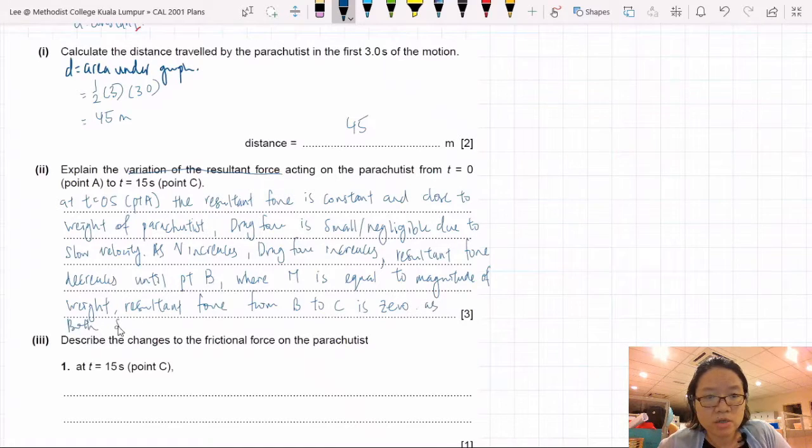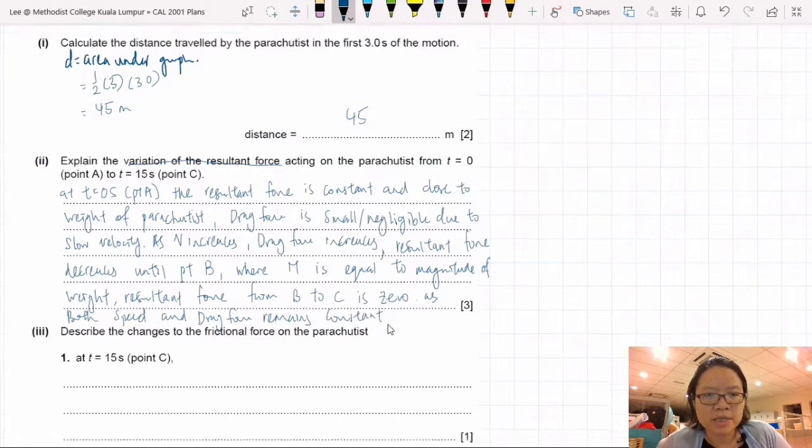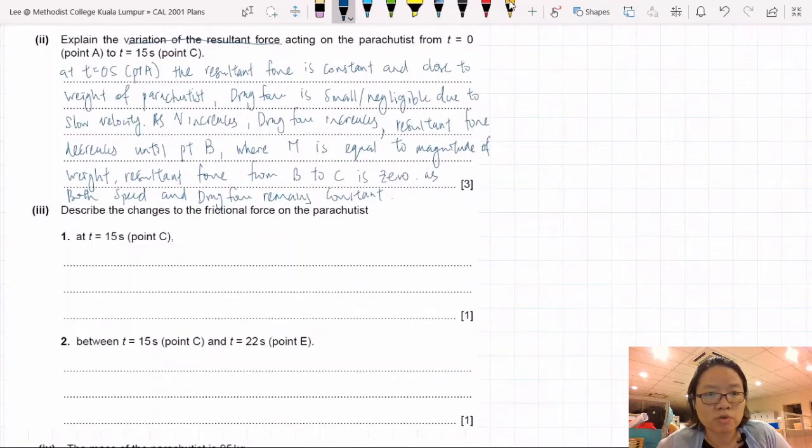So when drag force is equal to the magnitude of weight, resultant force from B to Z is 0. So my sentence could be made better if I just add a point at point B, drag force is equal to the magnitude of the weight. All right. So resultant force from B to Z is 0, as both speed and drag force remain constant.